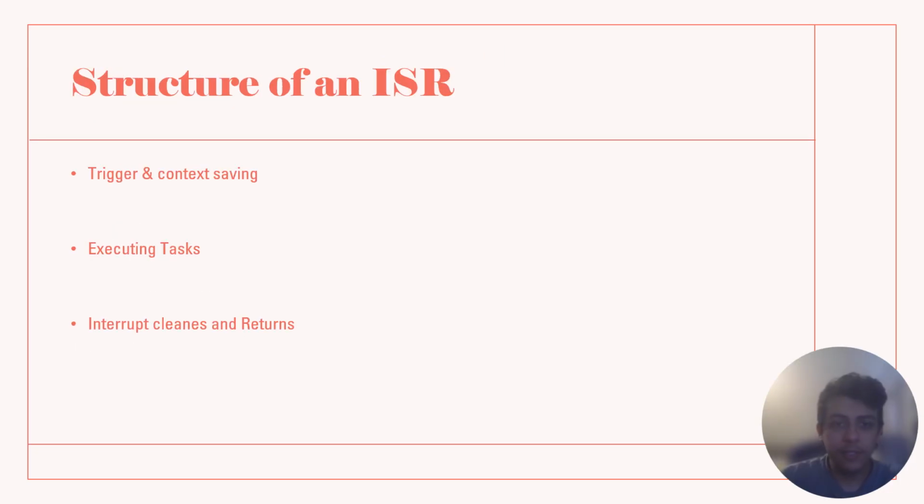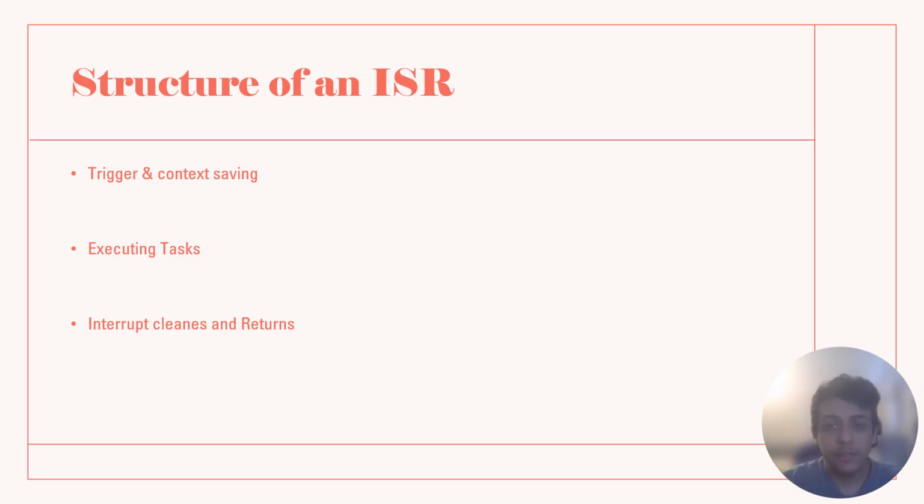So our next topic is the structure of an ISR. An interrupt service routine follows a structured process to handle interrupts efficiently. It is designed to be minimal and execute quickly to prevent system slowdowns or conflicts. So basically, the general structure involves saving the current state, executing the necessary task, and restoring execution. Some key points are the interrupt trigger and context saving.